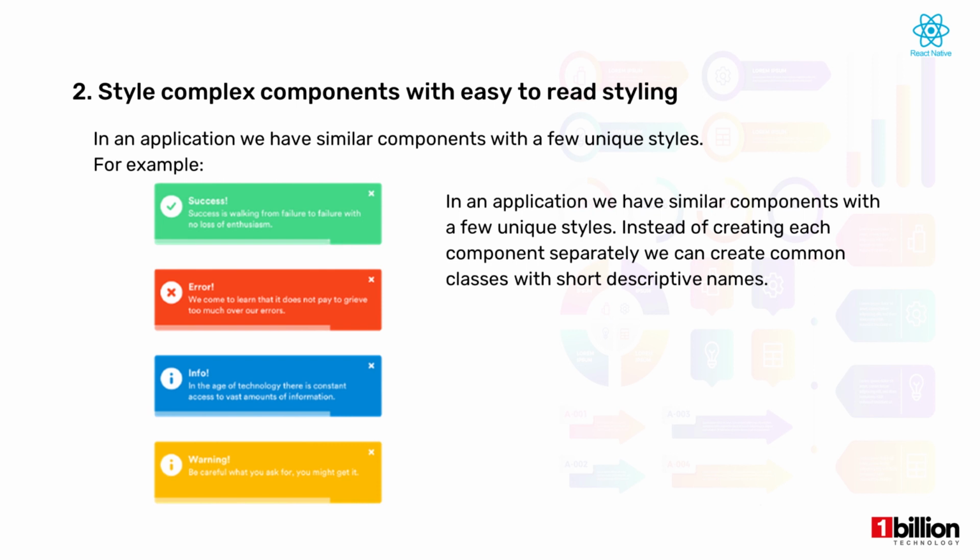For example, you can see that these are all similar card components with just a background color change and the icon changes. Similarly, when we are working on a project, we might have components that have unique styles. So it's easier if we create these components separately, and create common classes with short descriptive names or common naming conventions. So when we are creating these components, it's easy for us to read the code.